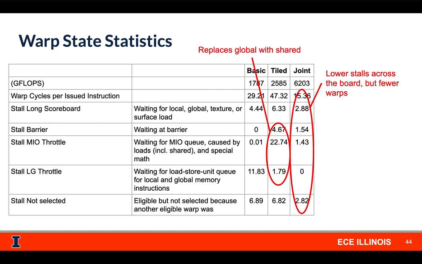So this can tell you some things about what is limiting the performance of your code, but just bringing down the stalls won't necessarily improve your performance.